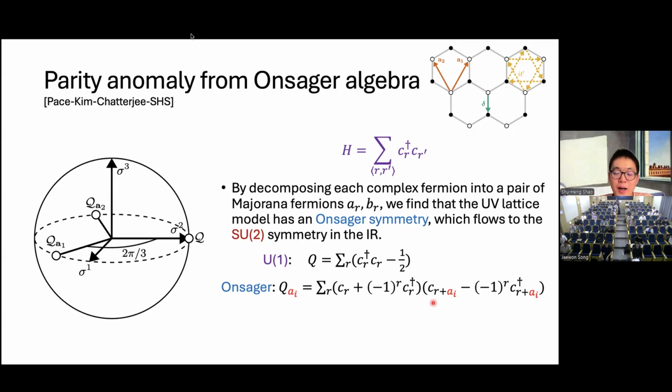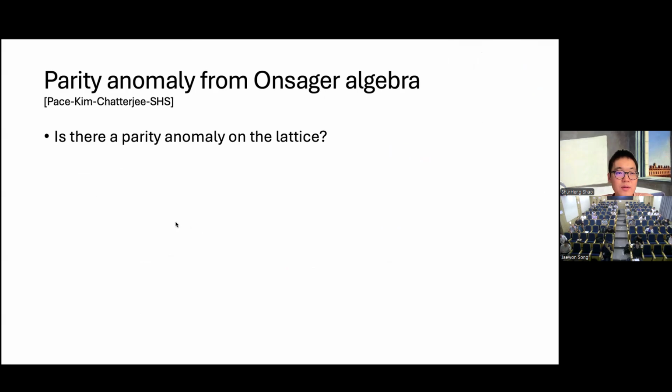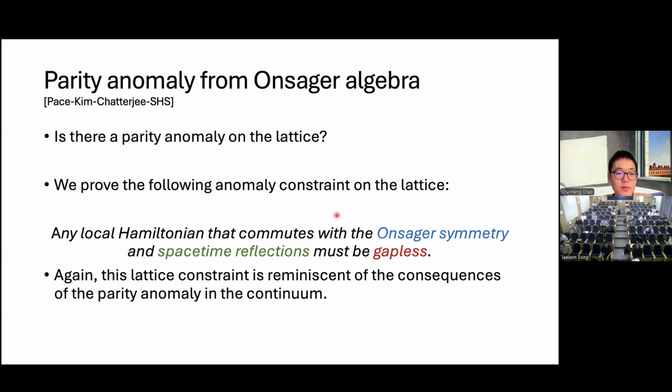Okay, so the upshot here is that the SU2 valley symmetry of the continuum Dirac free fermion theory arises from the Onsager algebra. Now, again, you can ask: is there a parity anomaly on the lattice? This SU2 valley symmetry has a mixed anomaly with the time reversal symmetry. On the lattice, we prove a similar statement as in 1+1D: any local Hamiltonian that commutes with the Onsager symmetry and spacetime reflections must be gapless. This could be a reflection in space or a time reversal symmetry.